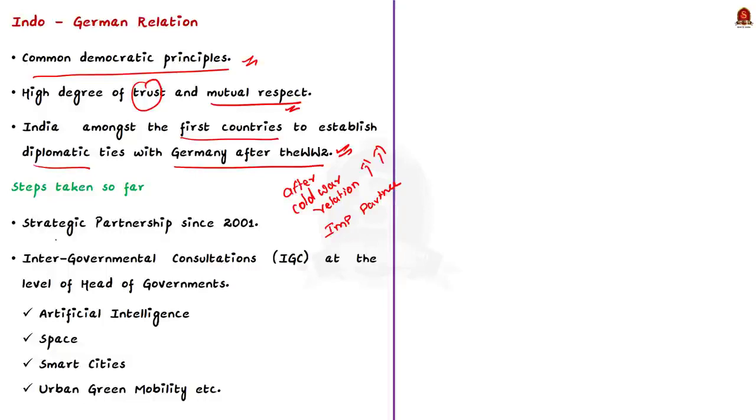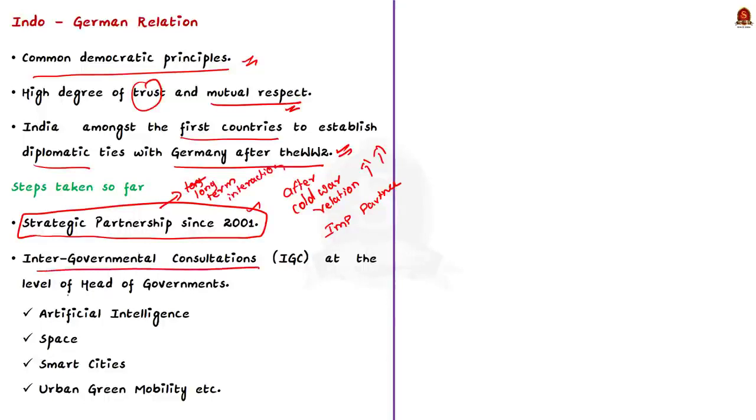Firstly, India and Germany have a strategic partnership since 2001. See, a strategic partnership is a long-term interaction between two countries based on political, economical, social and historical factors. The strategic partnership has been further strengthened with the intergovernmental consultations at the level of head of the governments. The fifth intergovernmental consultations was held in Delhi on November 1, 2019, during which 21 MOUs were signed. This includes diverse areas of engagement, including some of the new and emerging areas such as artificial intelligence, space, smart cities and urban green mobility.